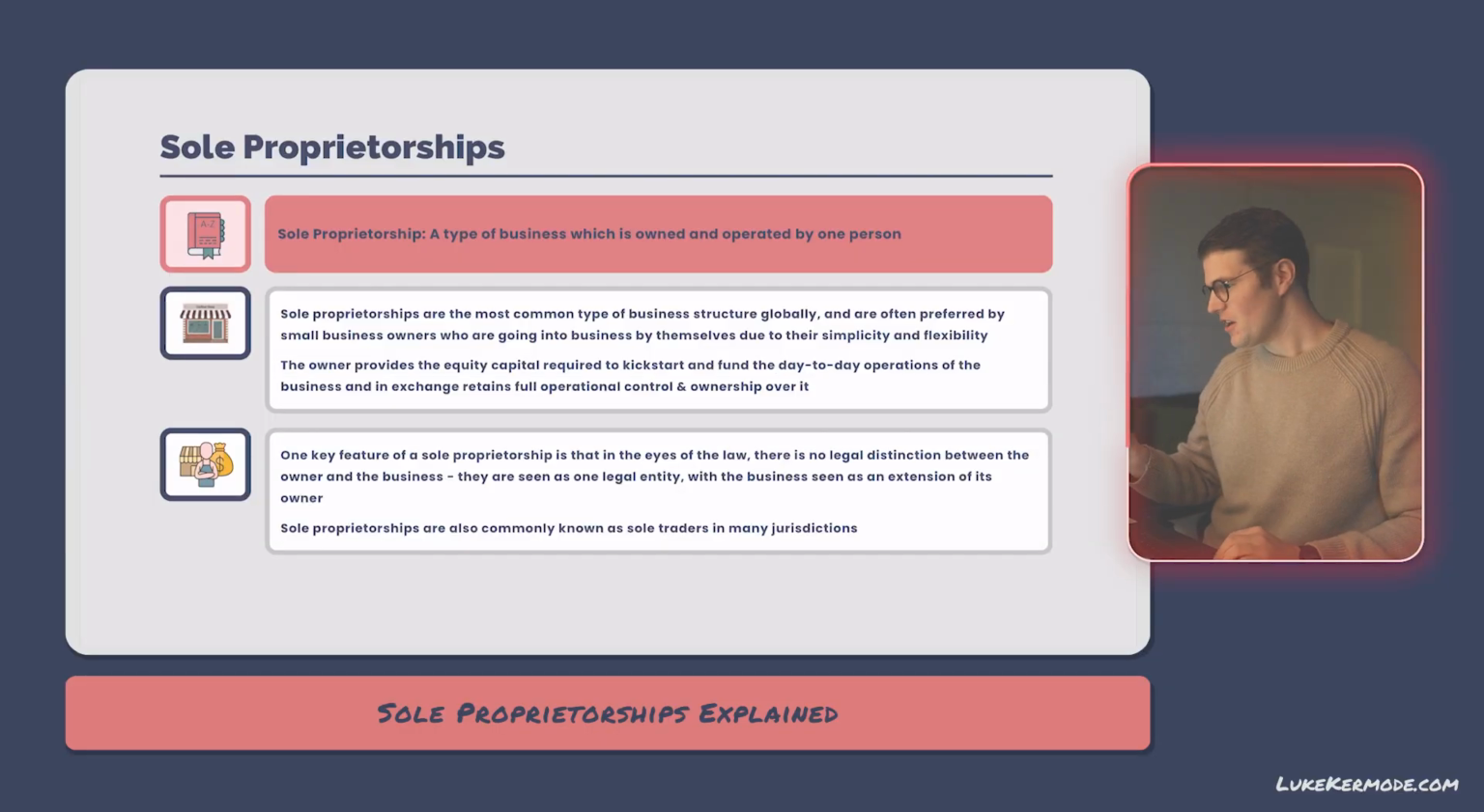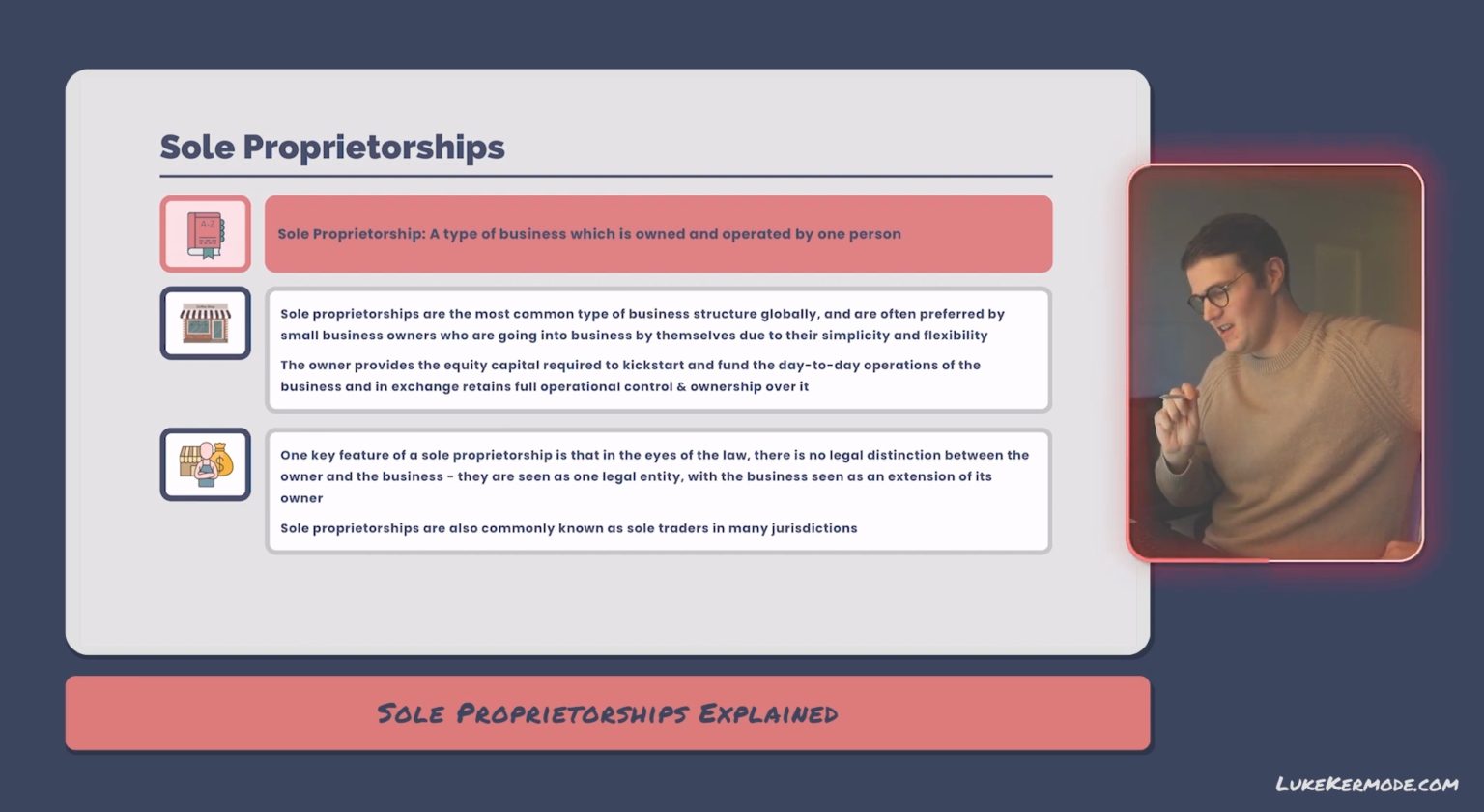Okay, so let's start off with a simple definition. A sole proprietorship is a type of business which is owned and operated by one person. The clear distinction between a sole trader or a sole proprietorship and a partnership is the number of owners. A sole proprietorship can only have one owner. It cannot have more than one owner, whereas a partnership has two or more owners. That's the main point of distinction between a sole proprietorship and a partnership.